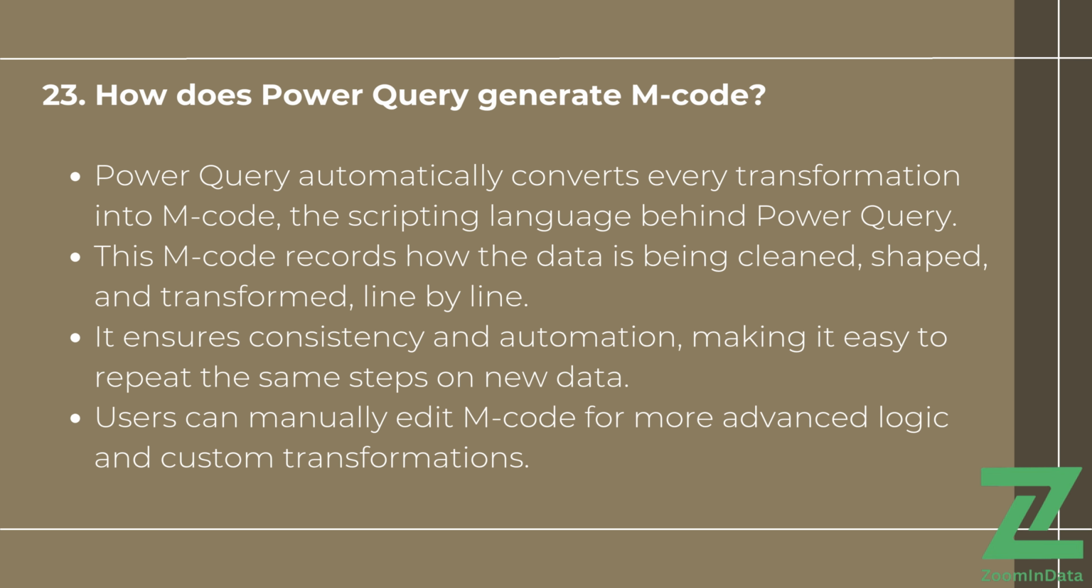23rd question. How does Power Query generate M code? Power Query automatically converts every transformation into M code, the scripting language behind Power Query. This M code records how the data is being cleaned, shaped, and transformed, line by line. It ensures consistency and automation, making it easy to repeat the same steps on new data. Users can manually edit M code for more advanced logic and custom transformations.